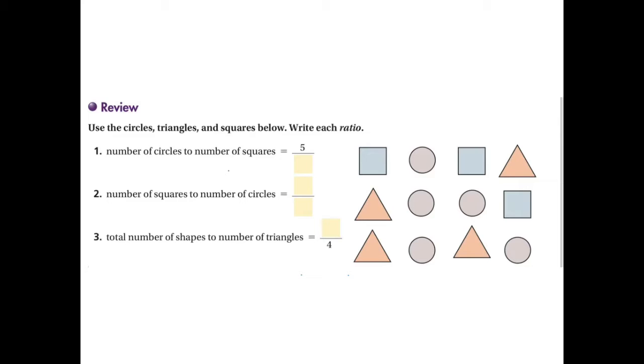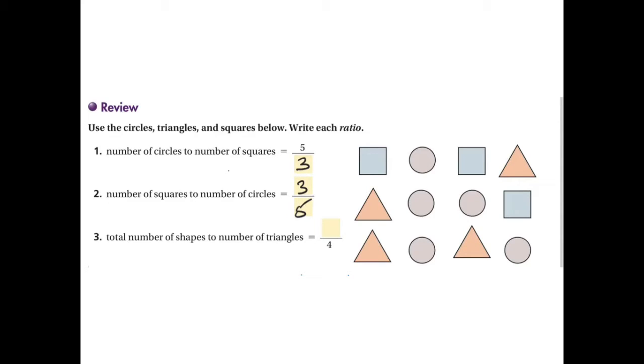If we look at the ratio of the number of circles to the number of squares, we realize we have 1, 2, 3, 4, 5 circles, and we have 1, 2, 3 squares. So our ratio of circles to squares is 5 to 3. Our ratio of squares, 1, 2, 3, to circles, 1, 2, 3, 4, 5, is the ratio of 3 to 5.